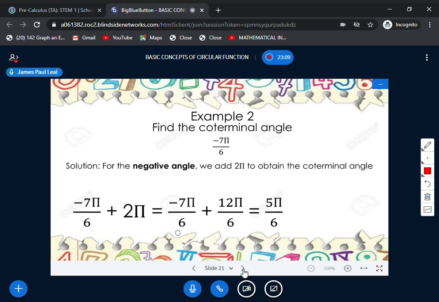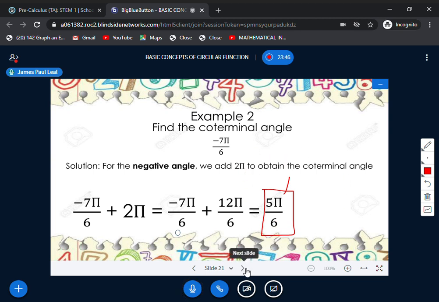And another example: say you have here a given negative angle, and we are looking for the positive angle. All you have to do is add 2 pi. So do the same thing. We all know that 12 divided by 6 is 2 pi. So negative 7 plus 12, you will be having 5, and copy 6. So for the positive angle, you will have 5 pi over 6. Ganun lang po kadali.